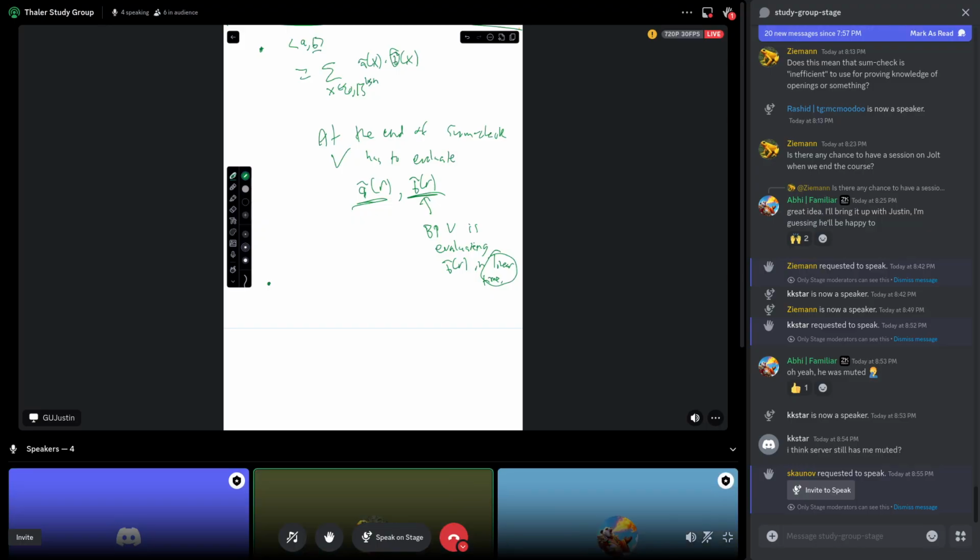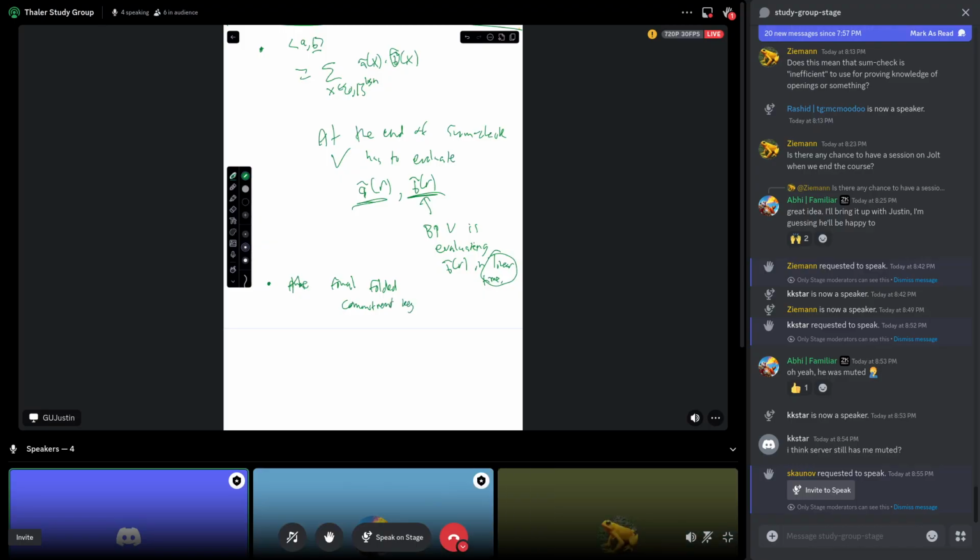Yeah, I think it makes sense. So in each round, it's computing the cross products, right? Yeah. Well, I would say it's the prover that sends these cross terms, but the Bulletproofs verifier has to get this final folded commitment key. Okay. That is the same thing as B twiddle of R in SumCheck.